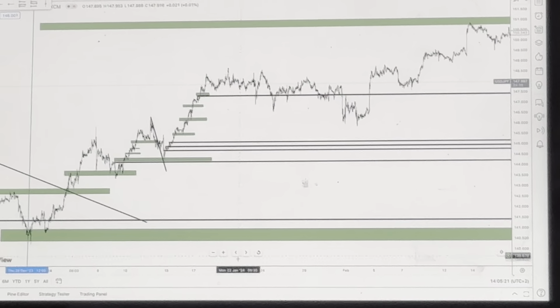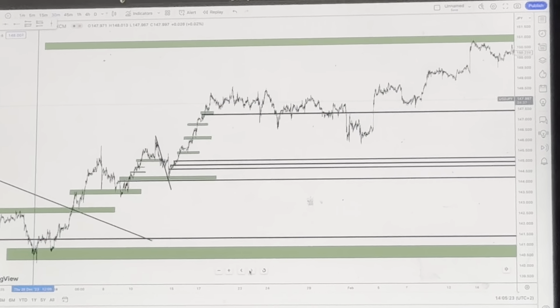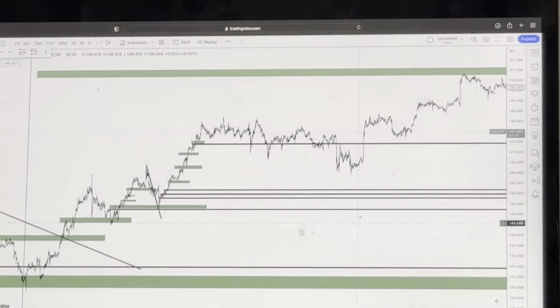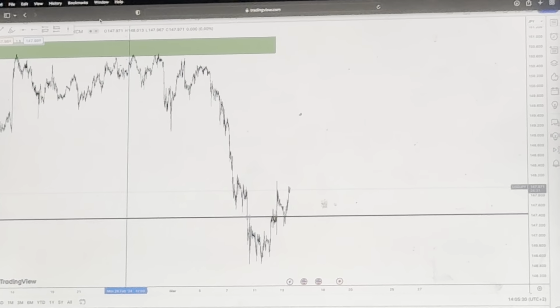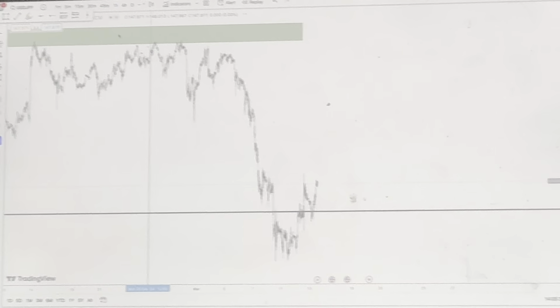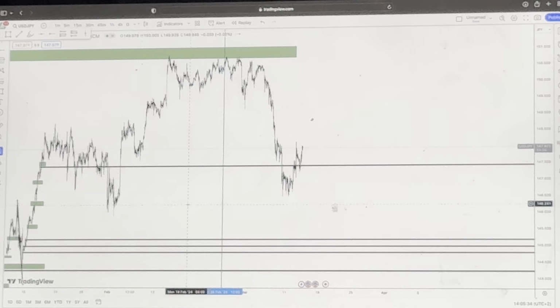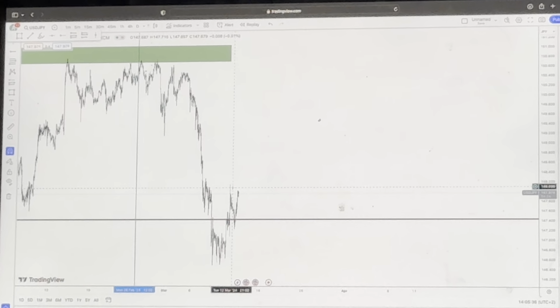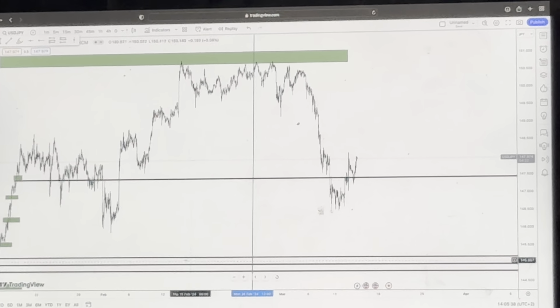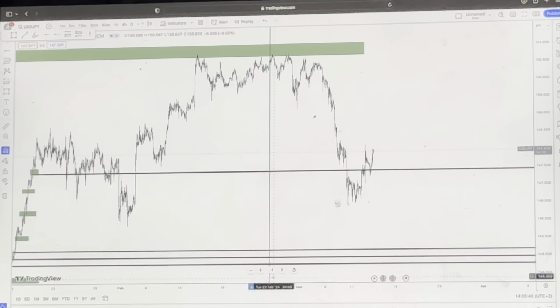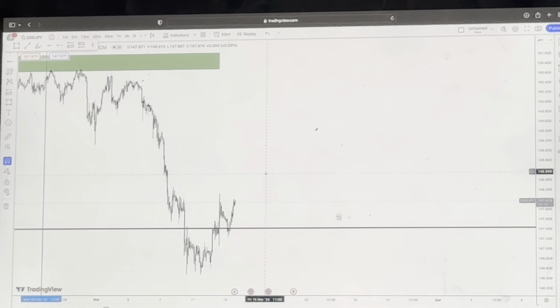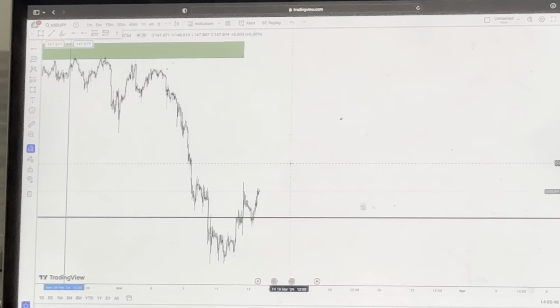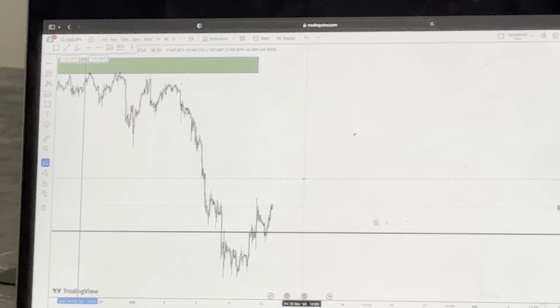But let's go to current price. Let's speak about the current price. What exactly is happening here? Let's go to 1 hour, and we're going to speak about the current price. The current price of USD JPY is looking more of a positive buy, because it's been pushing up.